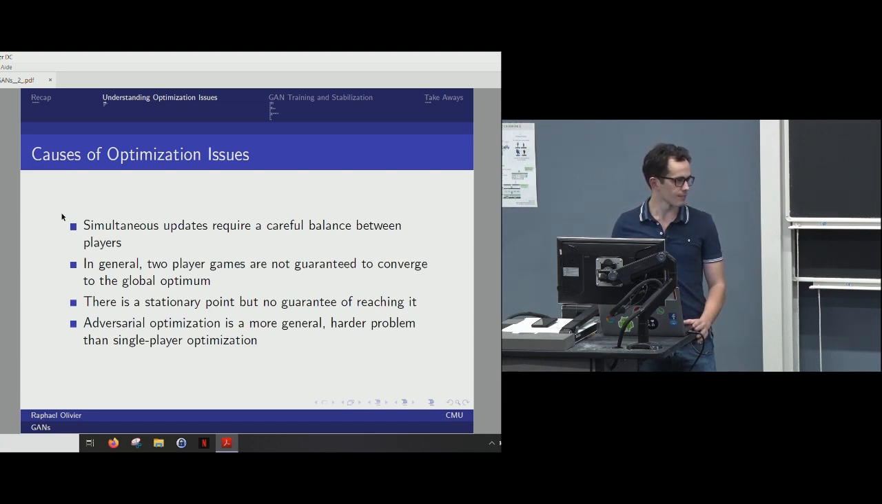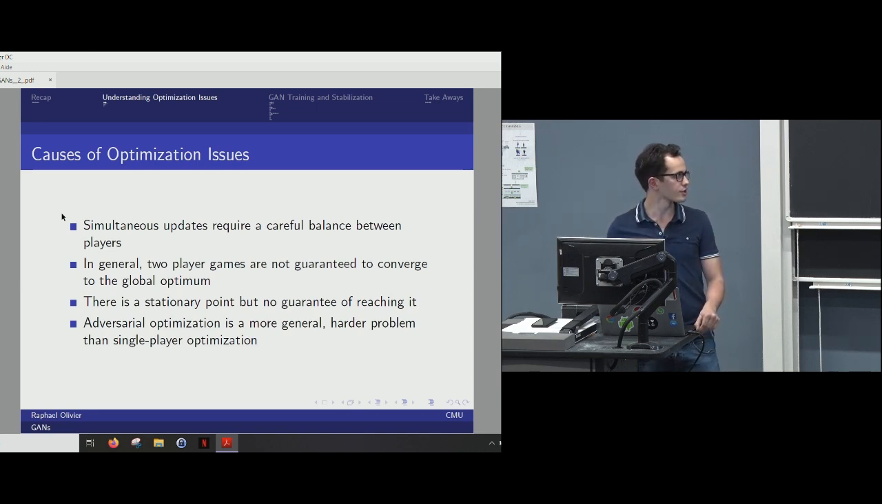You can say that the root cause of all of this is the fact that here you're doing simultaneous updates between 2 players as opposed to just training one network. If you're doing that and you want the 2 players to be synchronized in what you tell them to do, and if one learns too fast or too slow, you can have a problem. That's the reason why, generally speaking, two-player games are not at all guaranteed to converge, and you don't have any of the guarantees that you sometimes have on simple optimization problems, like convex optimization.